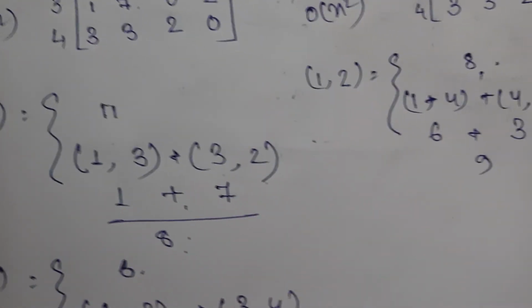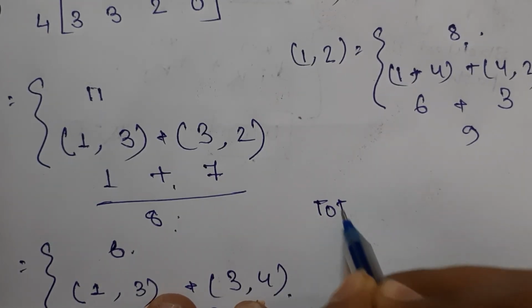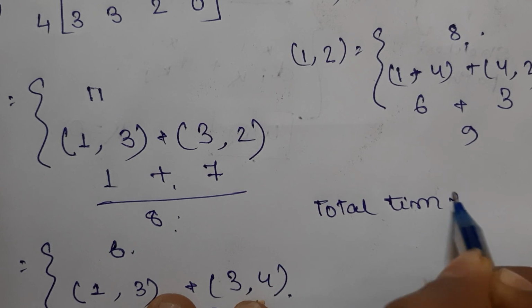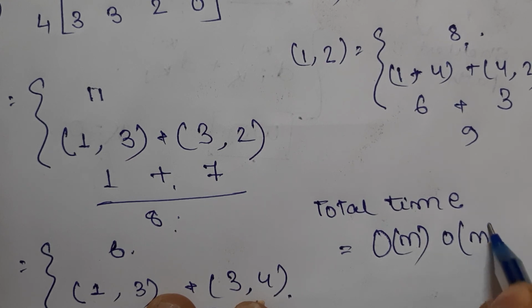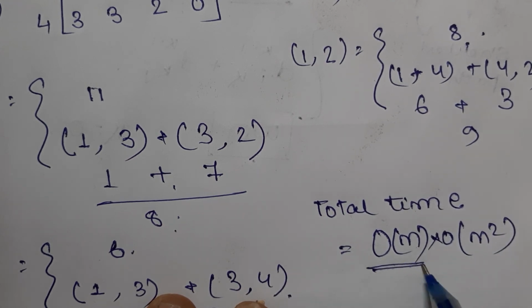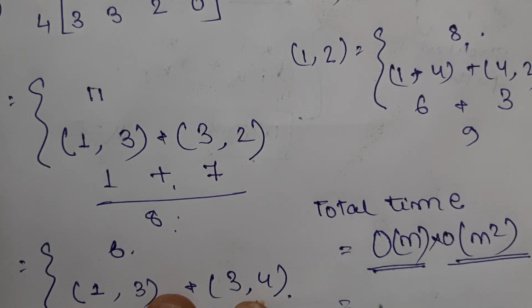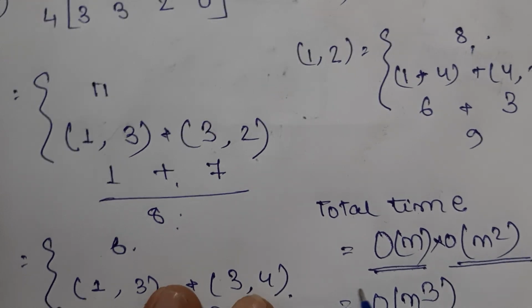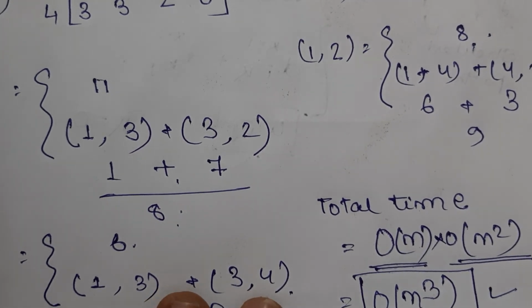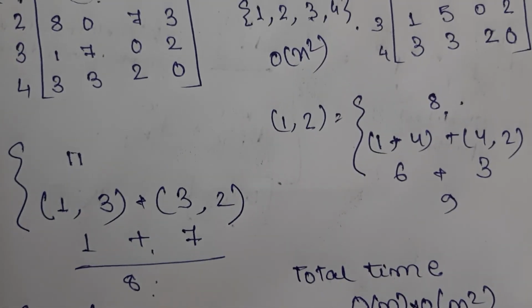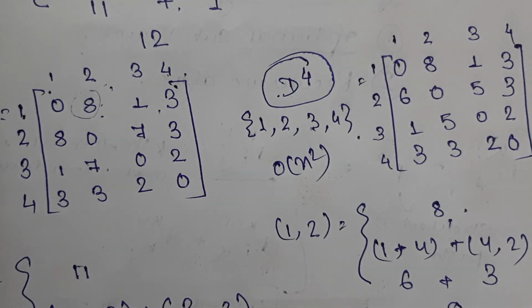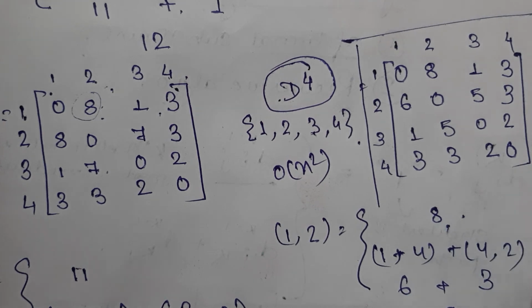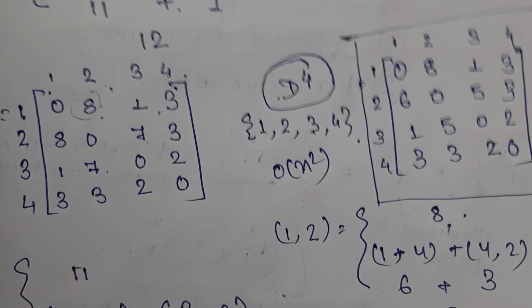So what is the total time taken? The total time taken here is order of n into order of n square. This is the number of matrices times the number of subproblems we calculate. So the total time is order of n cube. This is the time complexity for solving all pair shortest path, or the Floyd Warshall algorithm. The resultant matrix gives us every pair shortest path.